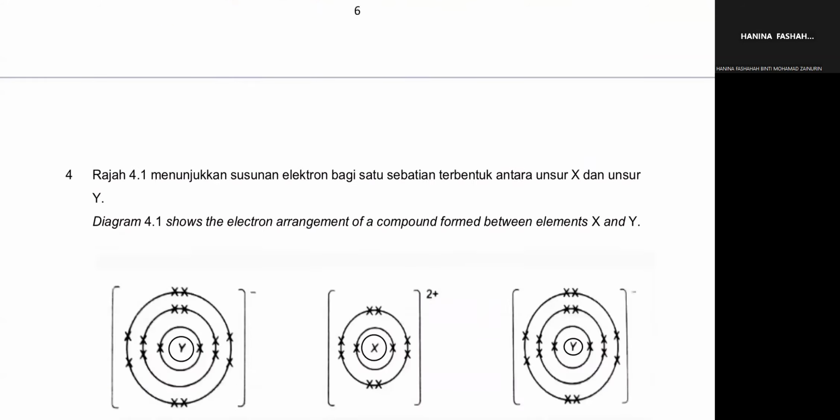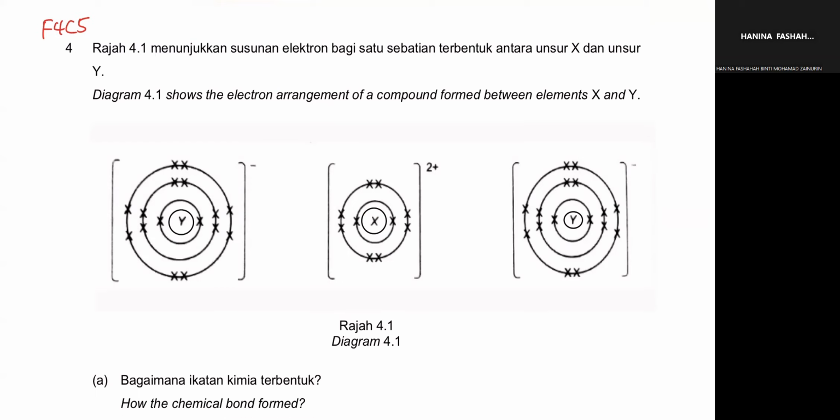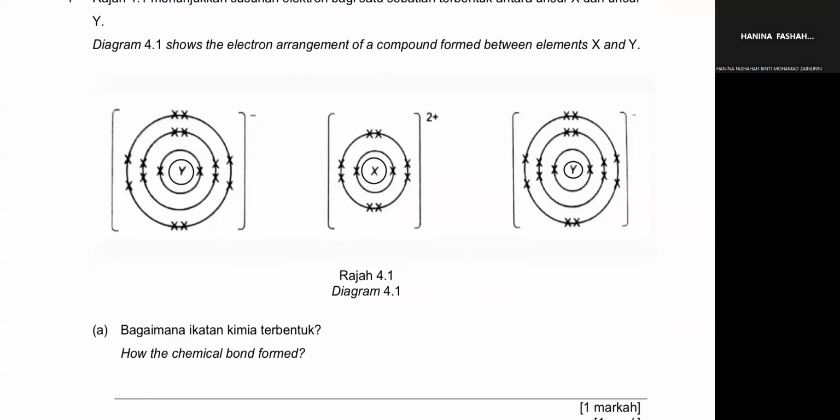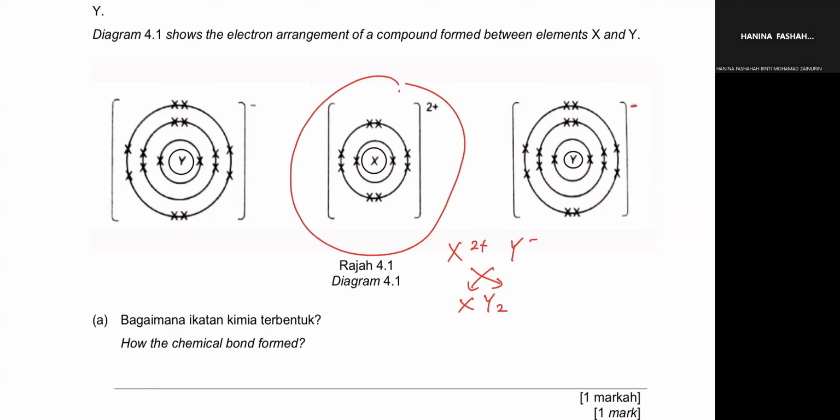Okay. This one, question 4, Form 4, Chapter 5. The diagram shows the electron arrangement of a compound formed between element X and Y. If you notice the charge is X2+ and Y-, Y-. So that's why the formula is XY2, which is here 1 X, 2 Y.